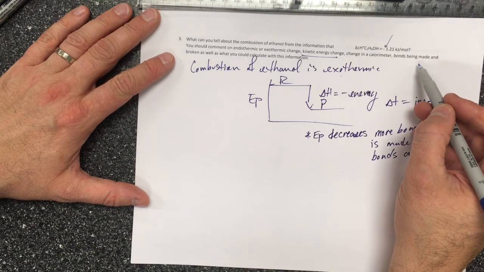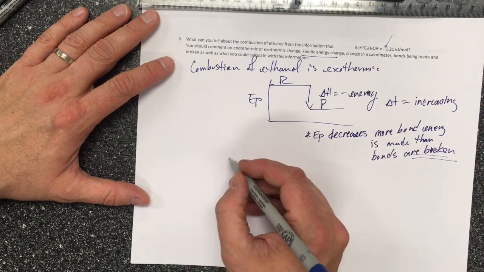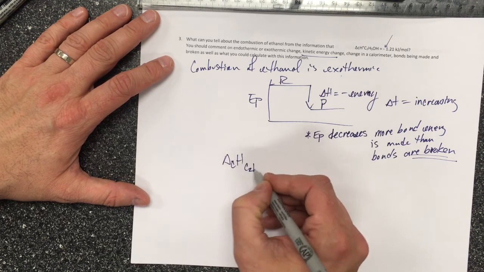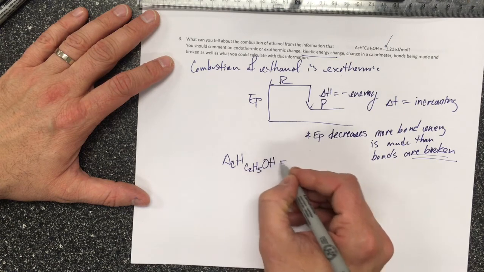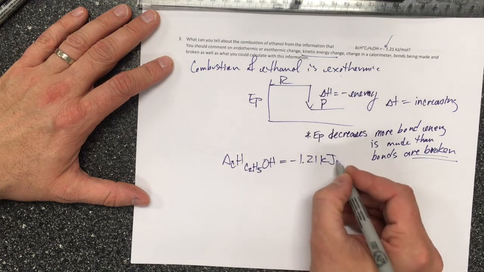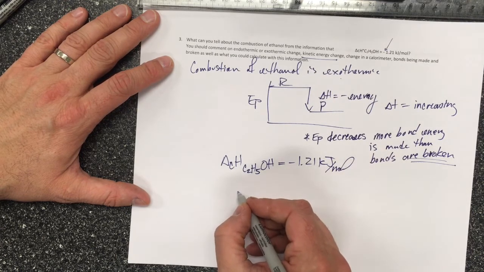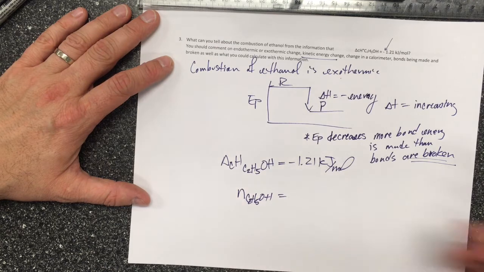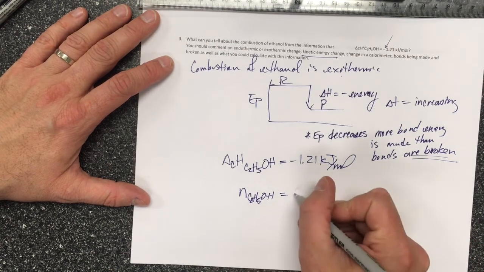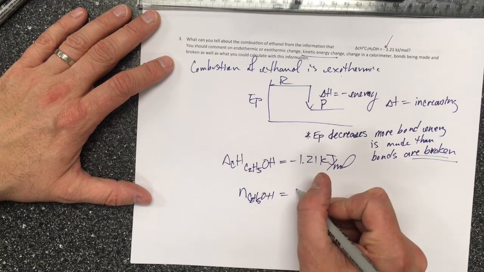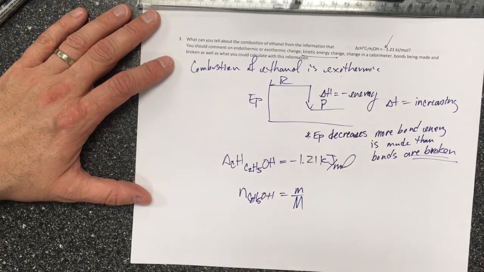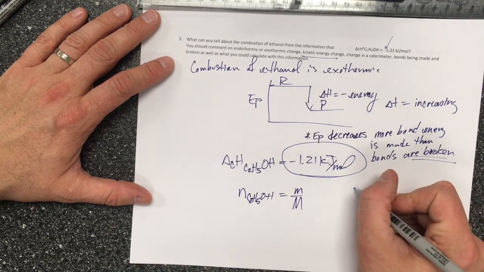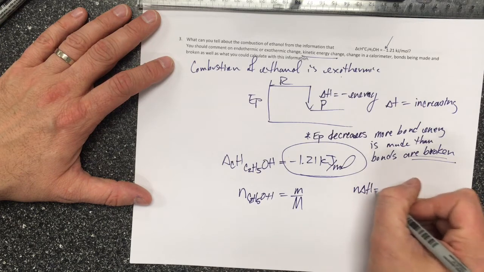And from this, we could calculate, because we know the delta combustion enthalpy for ethanol is negative 1.21 kilojoule per mole. If I could find the number of moles of ethanol, then I could calculate the energy that's released. So the number of moles could be mass divided by molar mass. That seems like the most likely way to calculate it. Then I can calculate the energy, because n delta H equals Q.